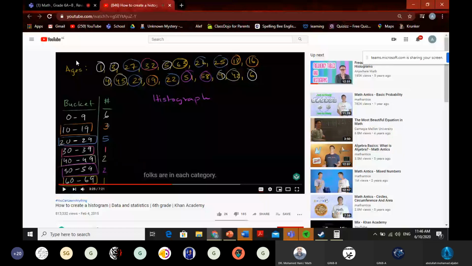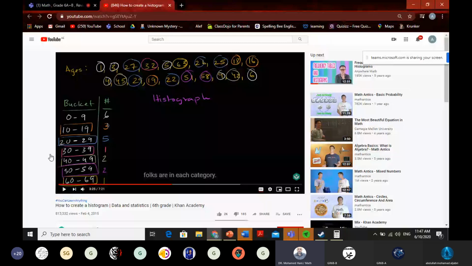Okay, all students, and Abdullah, see here in the bucket the periods 0 to 9, 10 to 19, 20 to 29, 30 to 39, 40 to 49, 50 to 59, 60 to 69. All periods are equal. The distance between 0 and 9 is 9, here we have 9, here we have 9. All periods will be equal.